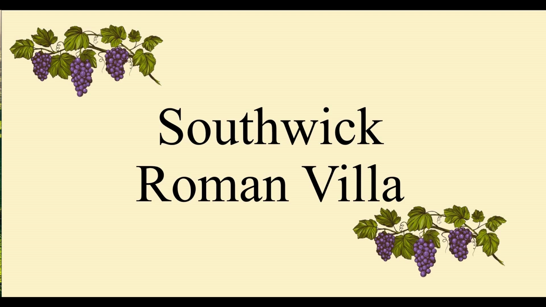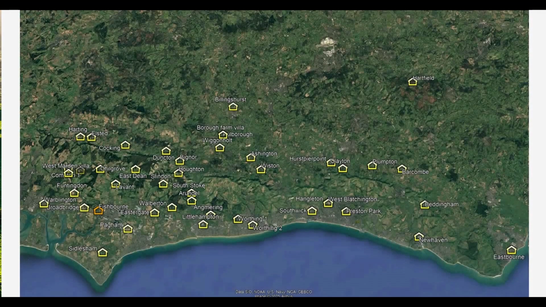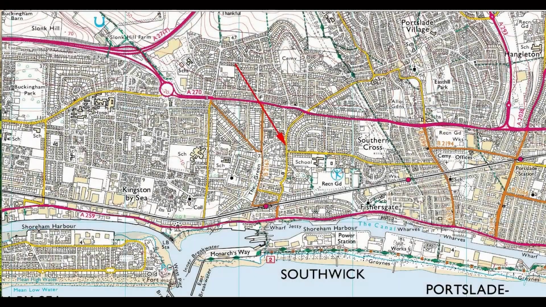This presentation is about Southwick Roman Villa and its surroundings. This Google Earth image shows the distribution of Roman villas in Sussex. Southwick Villa is located in Sussex at the junction of Southwick Street and Manor Hall Road.